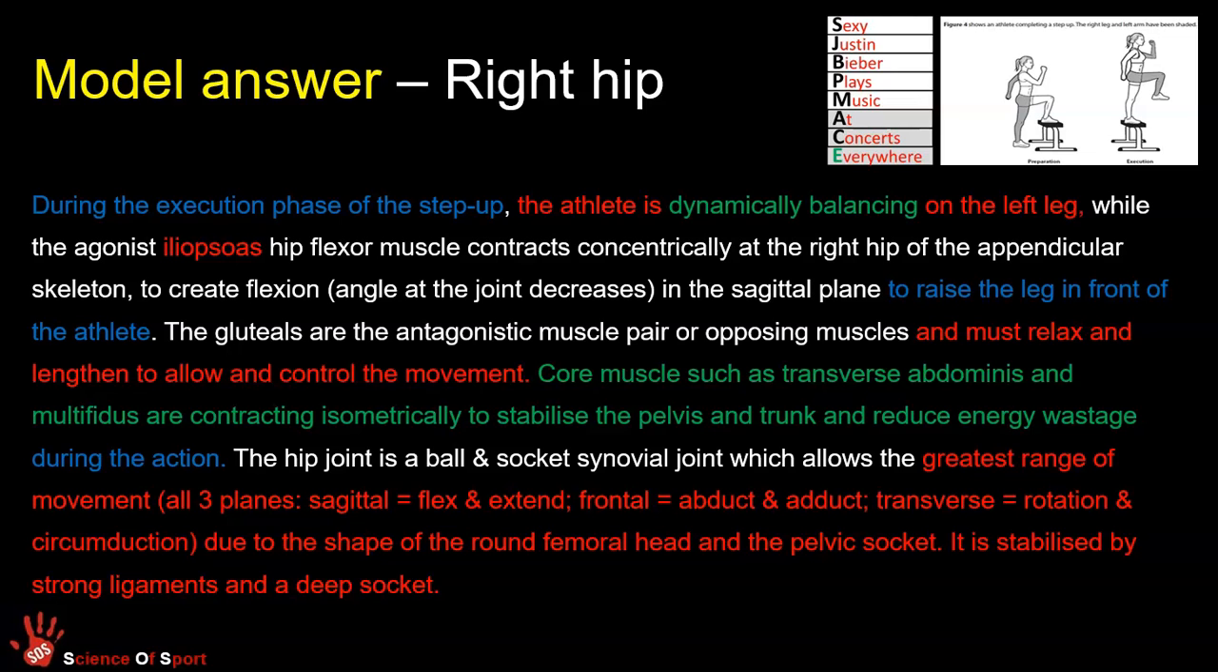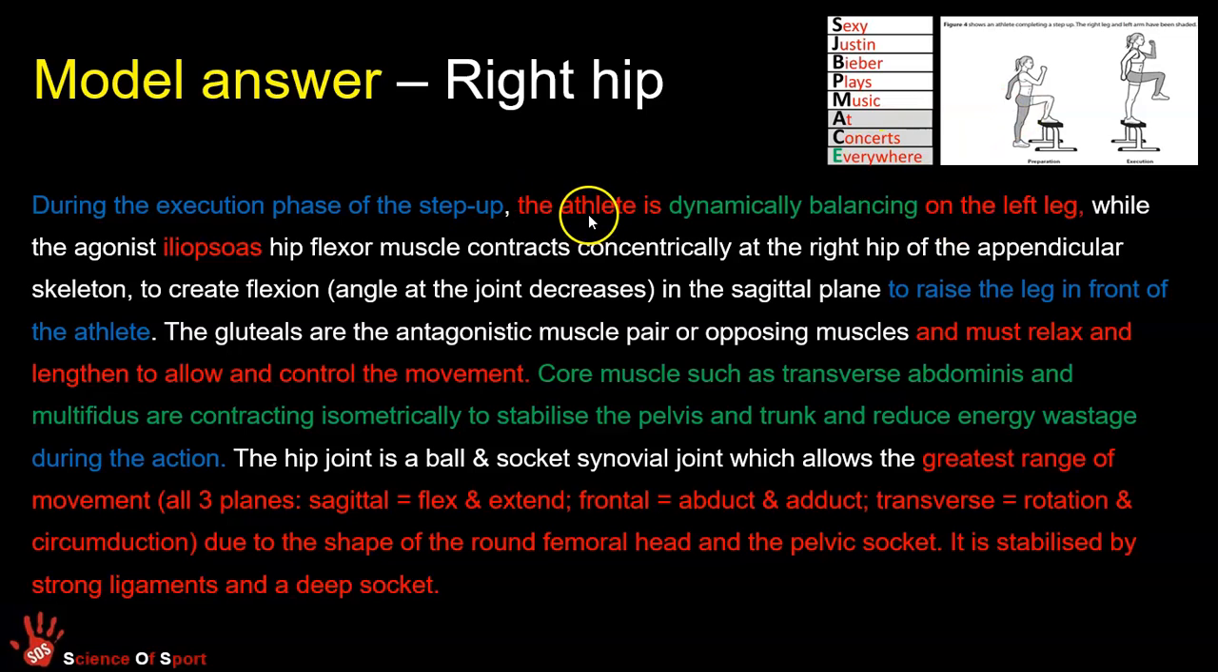So the white text is your ingredients, your basic ingredients, the facts that you need to include to get your minimum level 2 answer. The blue is me trying to show how you can relate to the question. You can say in the picture, in the movement, the athlete. So even saying in the step up, you're showing that you're relating your analysis to the image and to the specific movement that they want you to talk about.